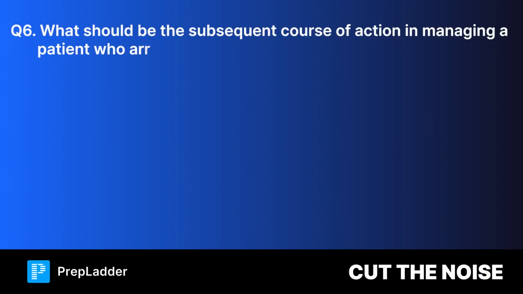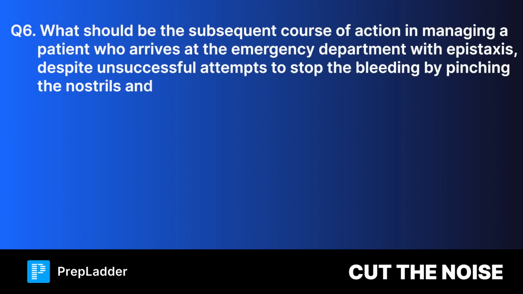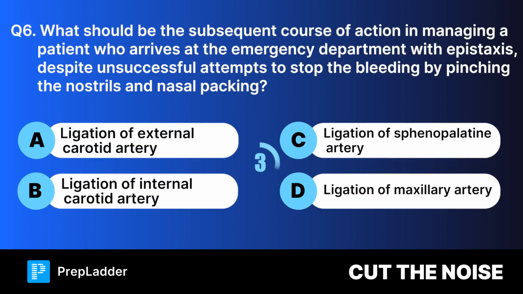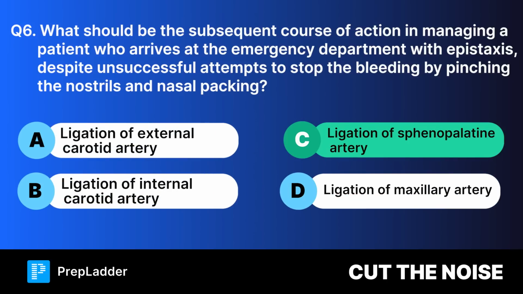Question 6. What should be the subsequent course of action in managing a patient who arrives at the emergency department with epistaxis, despite unsuccessful attempts to stop the bleeding by pinching the nostrils and nasal packing? Your options are, and the correct answer is ligation of sphenopalatine artery.